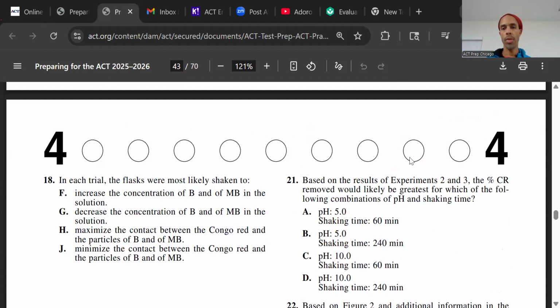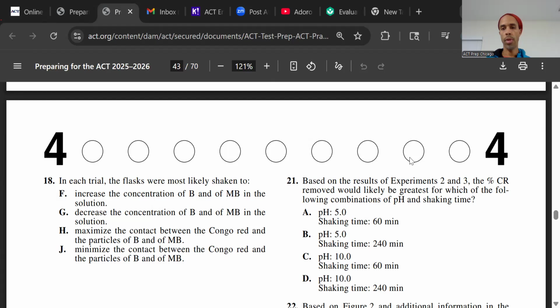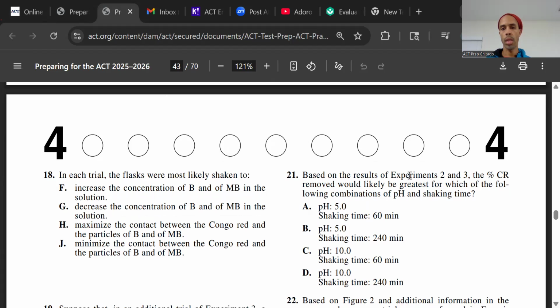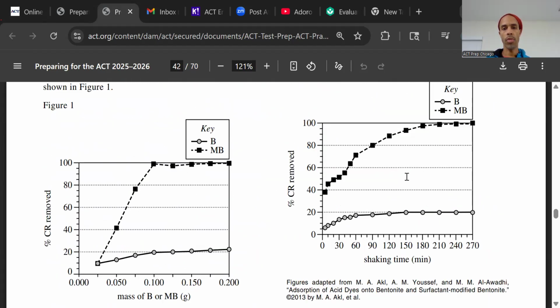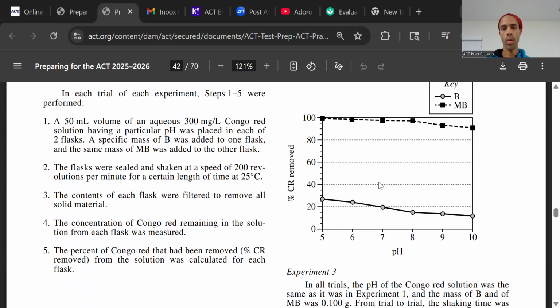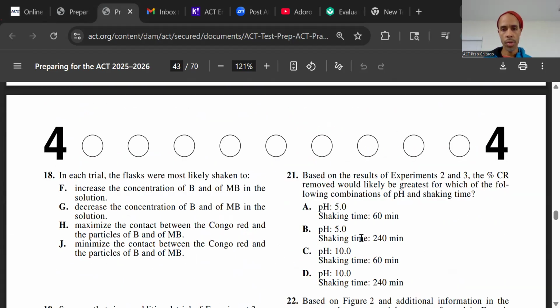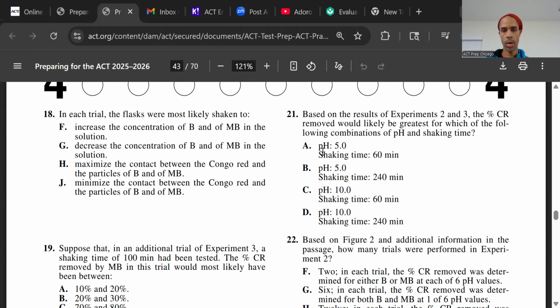All right, 21. Based on the results of experiments 2 and 3, the percent CR removed will likely be greatest for which of the following combinations of pH and shaking time? All right, based on experiments 2 and 3, which pH would have the greatest percent CR removed? In experiment 2, the lowest pH would give the highest percent removal, because whether it's MB or B, lower pHs have a higher percentage removal. So a pH of 5, definitely. So C and D are gone.